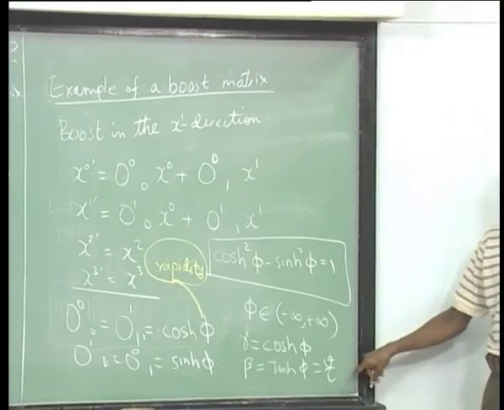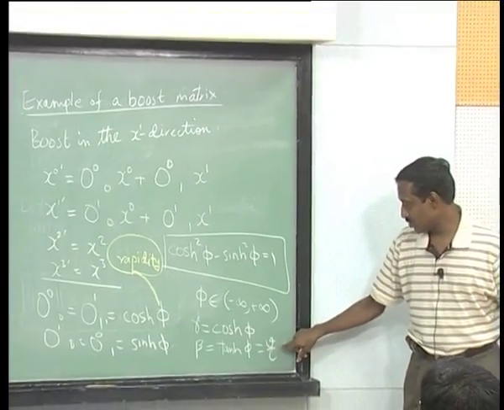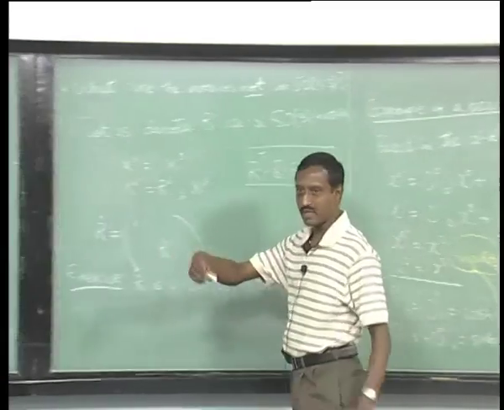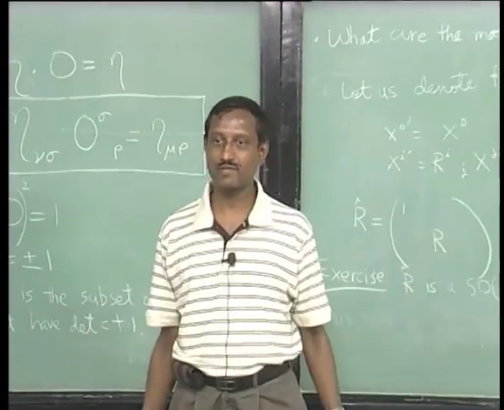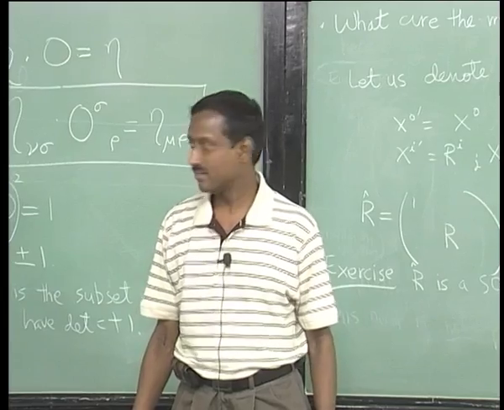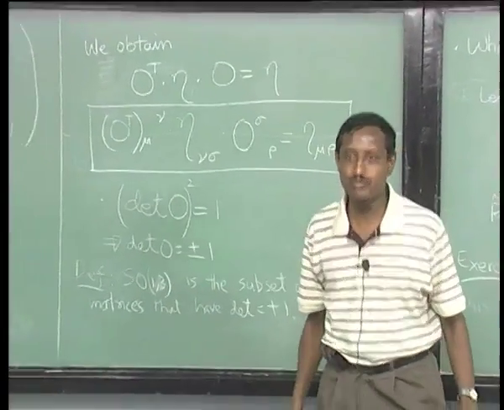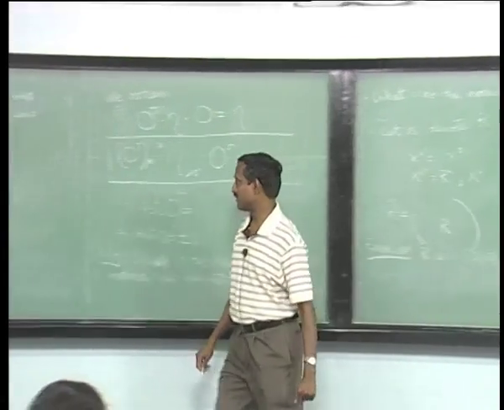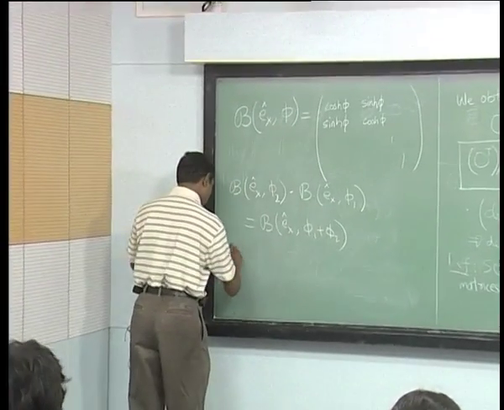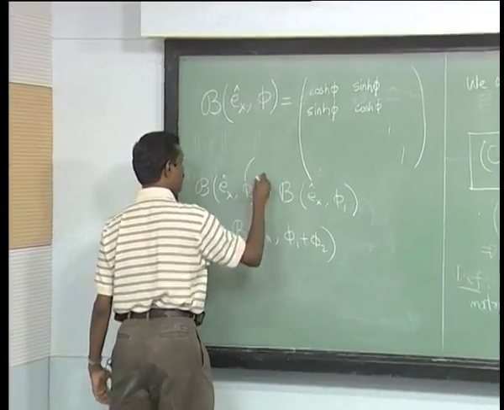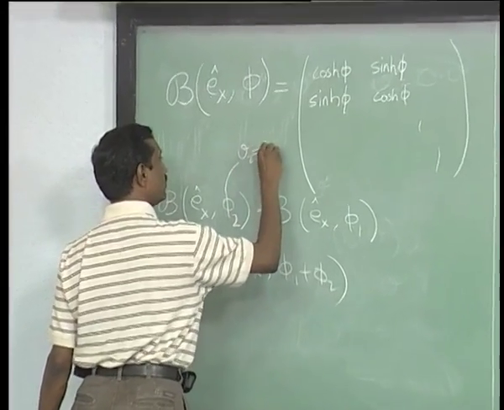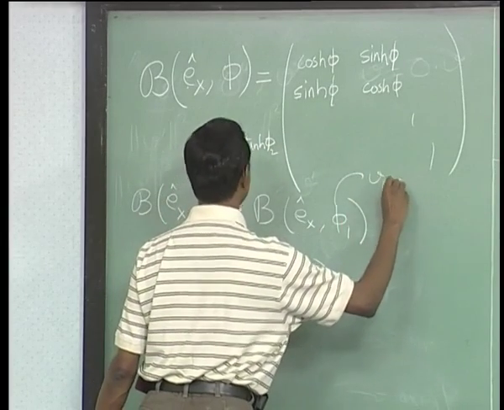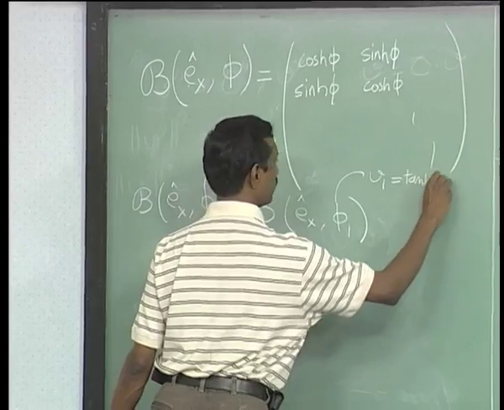So, you have an addition rule. In the non-relativistic setting we know that if you take two boosts in the same direction, then the velocities add. But what this is telling you is that this is not true. What adds is phi 1 and phi 2, which is rapidity. So let us say V1 is equal to tanh phi 1 and V2 is equal to tanh phi 2.